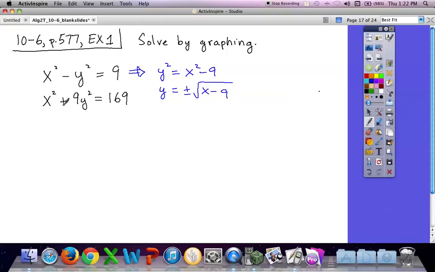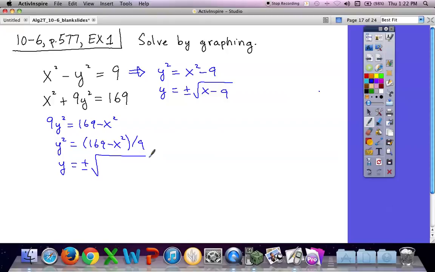Then you would have to solve this for y. 9y squared equals 169 minus x squared. y squared equals 169 minus x squared, divided by 9. And then take the square root. y equals plus or minus the square root of (169 minus x squared) divided by 9. Then you would have to put in these y equations for y in the calculator.